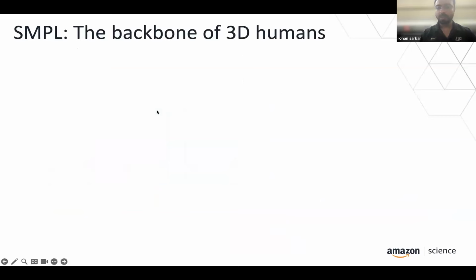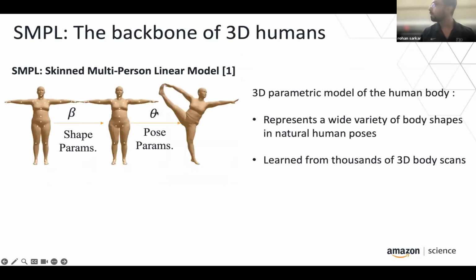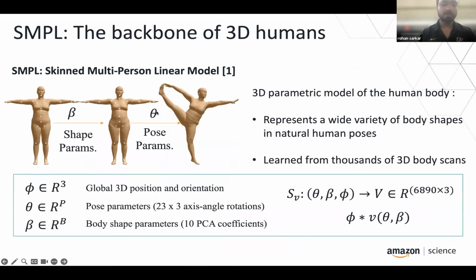Before we present our method, I would like to introduce SMPL and prior work. SMPL stands for Skinned Multi-Person Linear Model, which is a vertex-based parametric model that can represent human bodies in a wide variety of natural poses. And it is parameterized by phi that captures the global 3D position and orientation, theta that captures the pose, and beta that captures the body shape parameters. SMPL is supplied with a linear blend skinning function SV that gives the 3D mesh, the 3D vertices of the mesh.